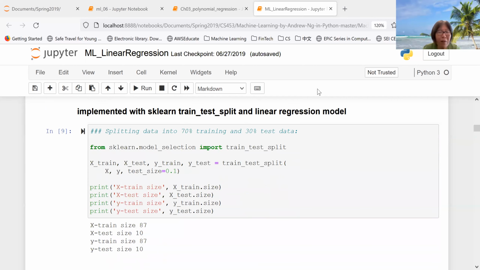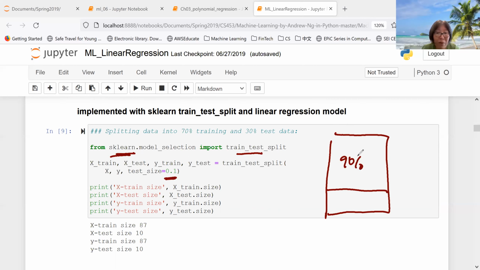After we get the data, if you recall previously, in sklearn the first step is that we split the data into training and testing sets. And here we take 90%.